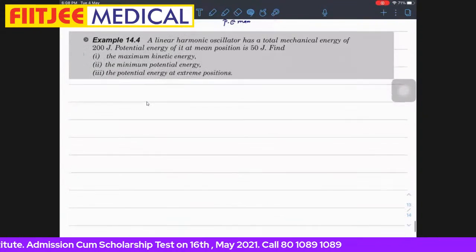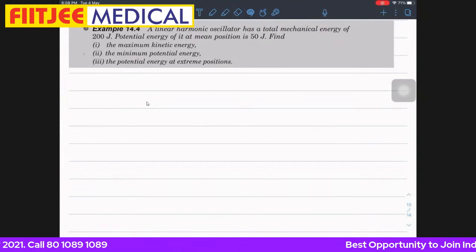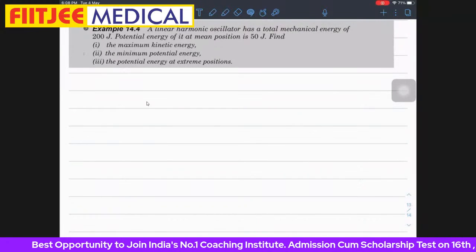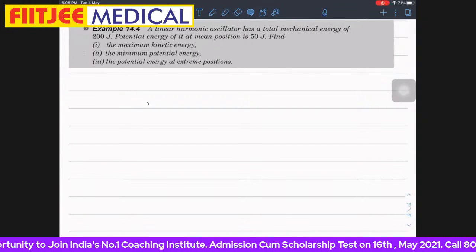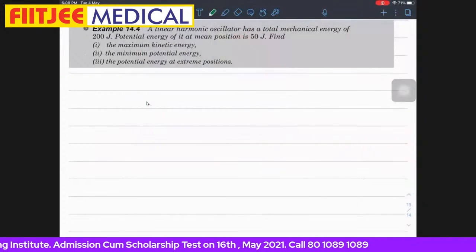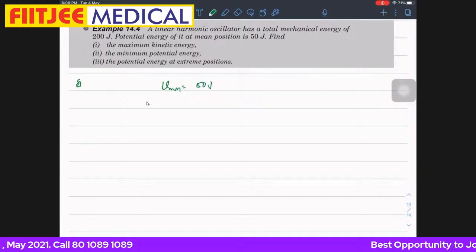See, we have given a linear harmonic oscillator has a total mechanical energy of 200 joule. Potential energy of it at the mean position is 50 joule. Find all these values. See, exactly we got a similar question, but I have explained it last. But minimum potential energy is 50 joule.